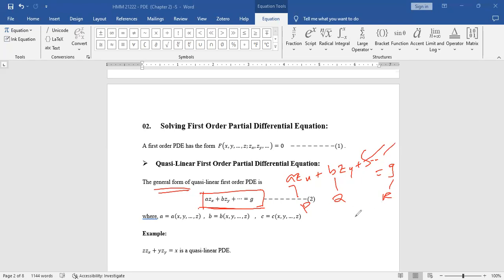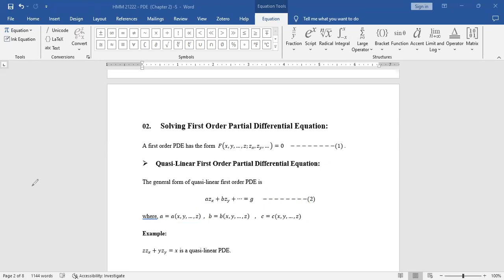Okay. So for this, we also have to include the capital A as a function of X, Y, Z. Similarly, this one and this one as well. So that is also included. That's the small difference between the semi-linear and quasi-linear equations. So check that again and see the definitions.